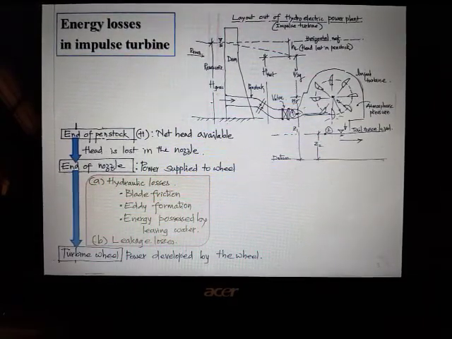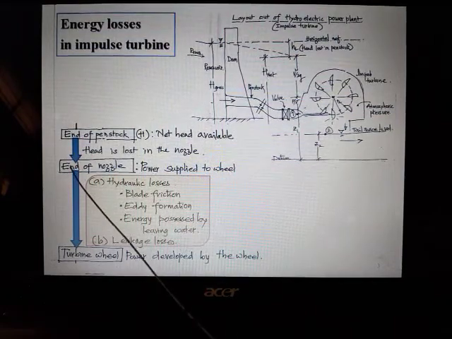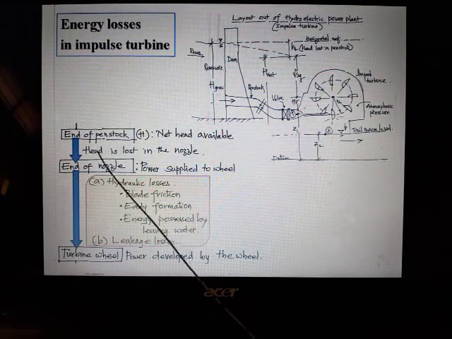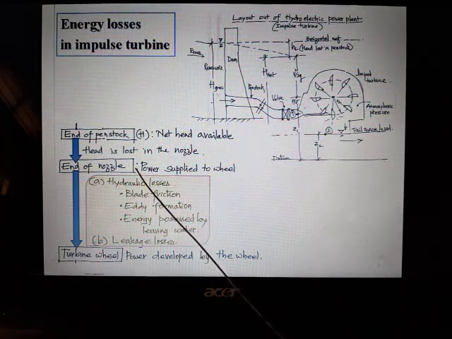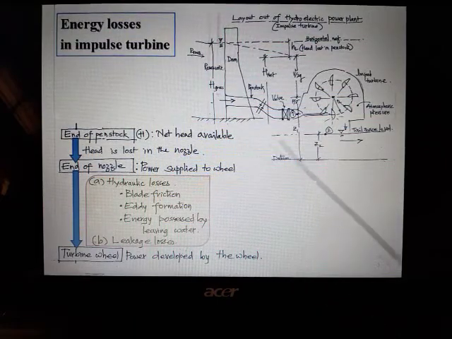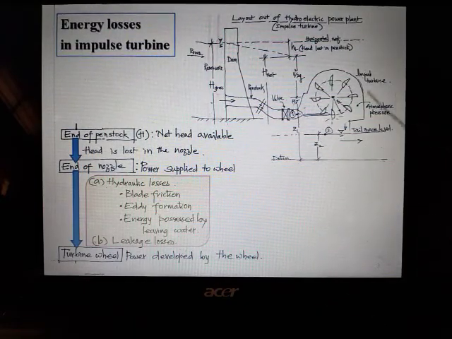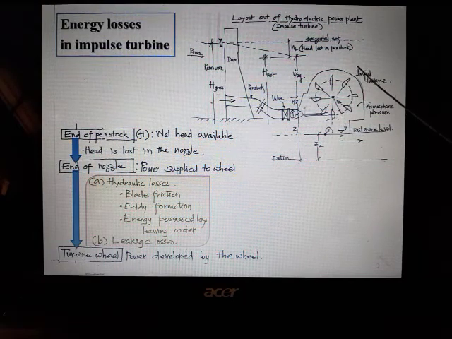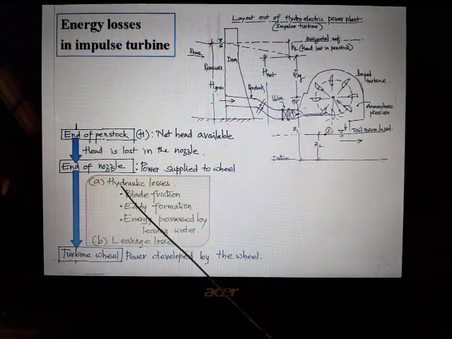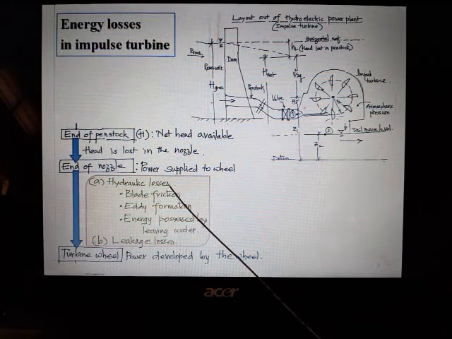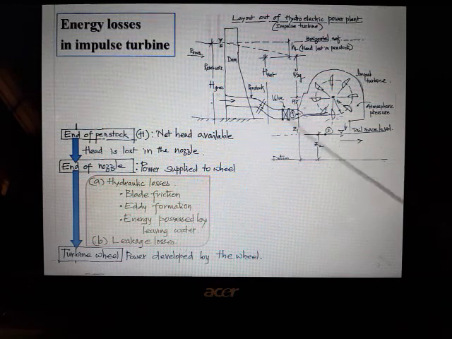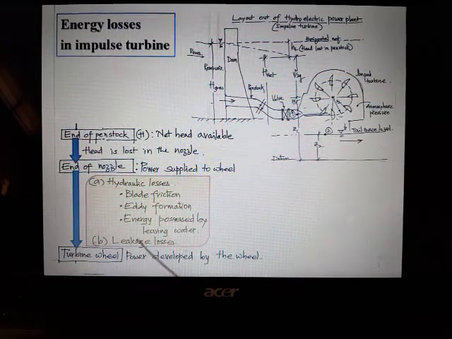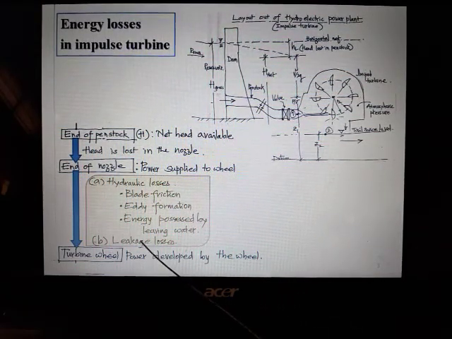Okay, here after the penstock, it gets to the end of the nozzle. So head is lost in the nozzle and then the jet gets generated. Now power is supplied to the wheel. Once the jet comes out, the power is supplied to the wheel. So at the wheel, there may be losses like hydraulic losses and leakage losses. From the end of the nozzle, it goes to the turbine wheel, and till it reaches the turbine wheel, it has to undergo these losses.